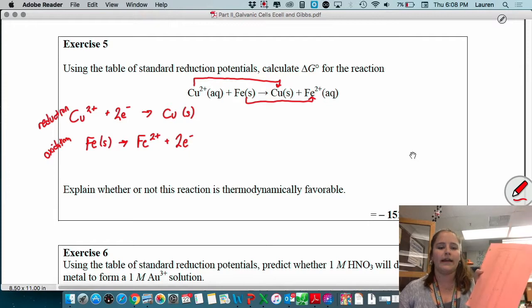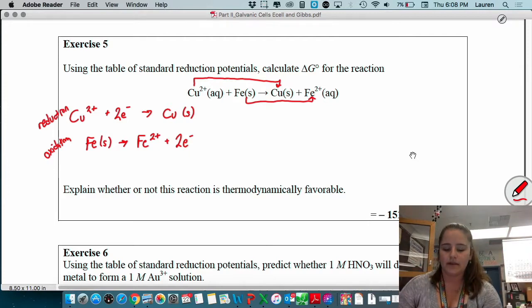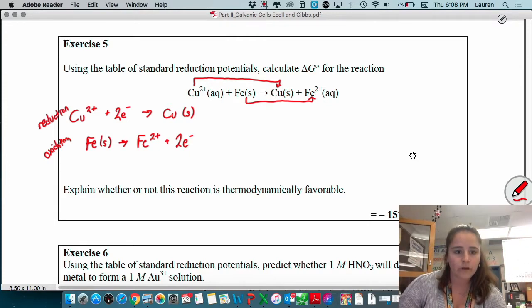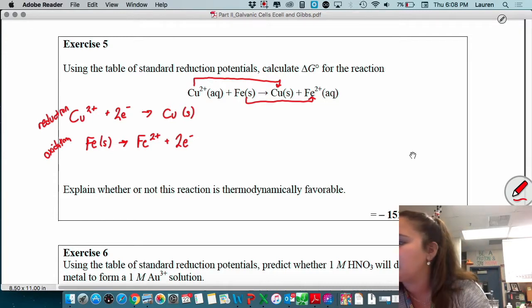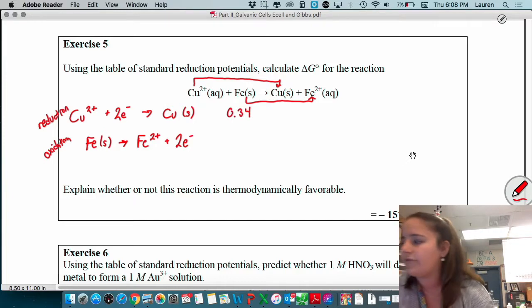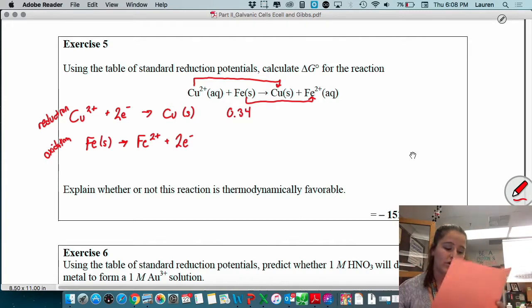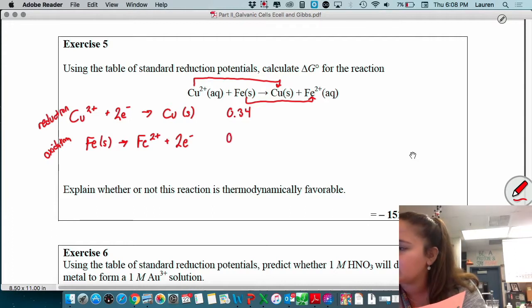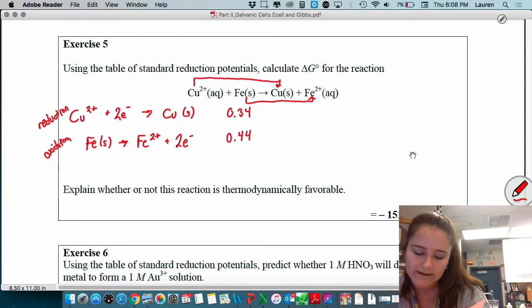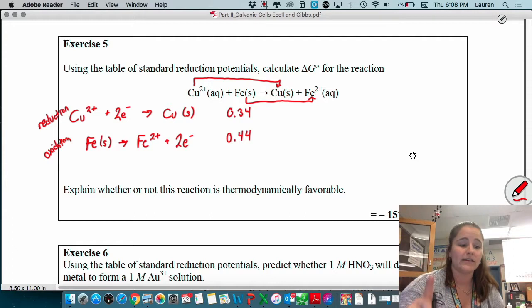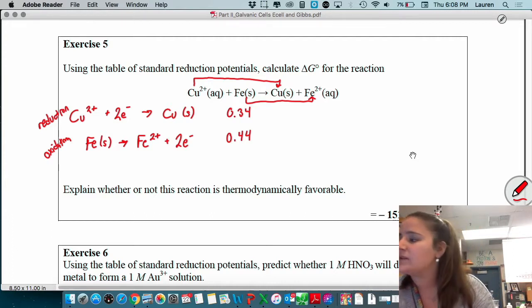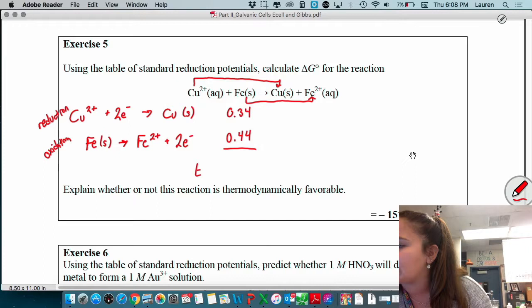We use our handy-dandy table to look up these values. Copper 2+ plus 2 electrons has a value of 0.34. For iron solid, remember this one is the reverse of how it's written in the table, so I'm going to flip the sign. It should be 0.44, it's negative on the table, so it is positive here. Then when we add those up, we get our E cell of 0.78 volts.